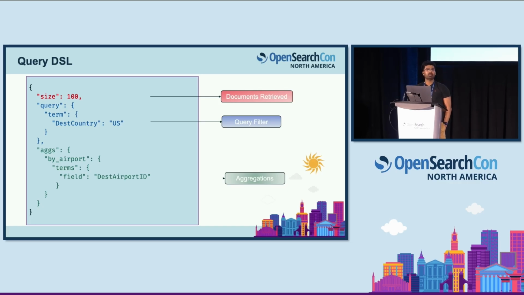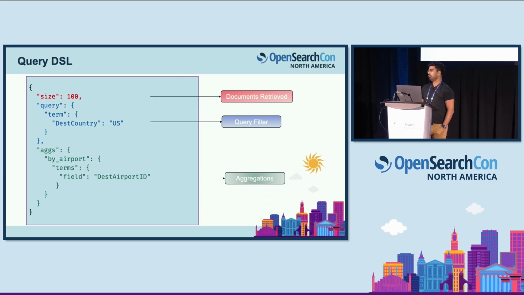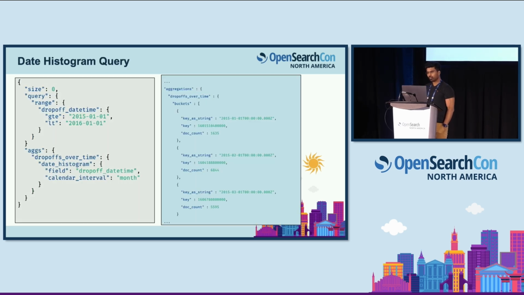At a high level, most query DSL looks something like this. The size parameter is used for controlling the document hits that are returned as part of the search response. The aggregations are what power most of the visualizations we see in OpenSearch Dashboards. And filter is used to narrow down to specific documents, which applies both to the documents being retrieved and to the aggregation. We are mainly going to focus on this particular date histogram query for a significant portion of our talk.